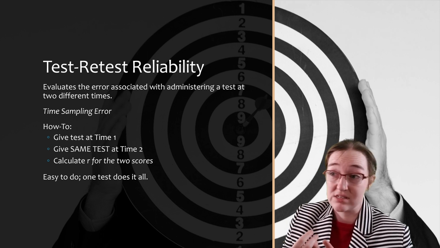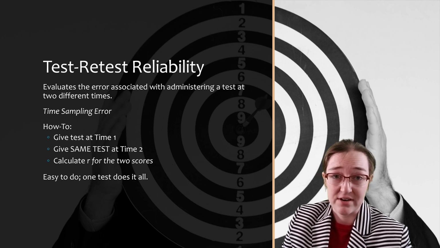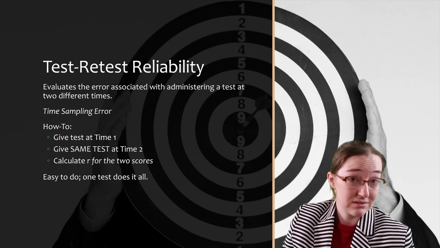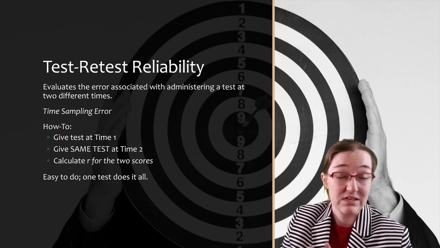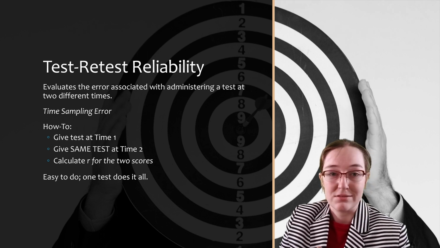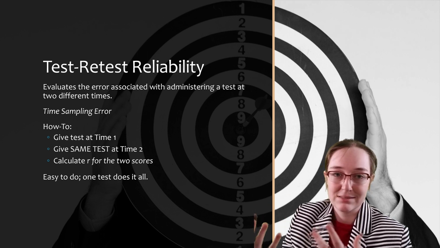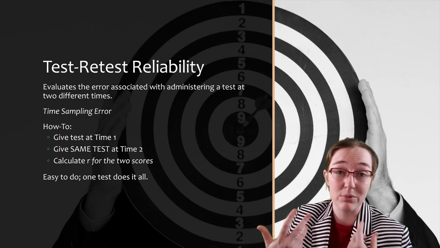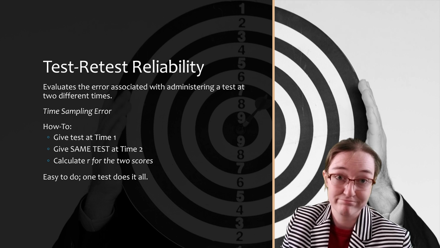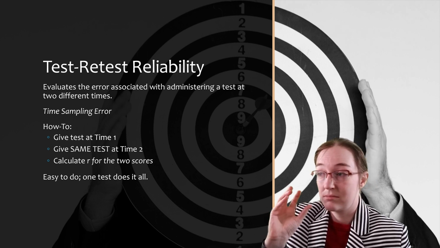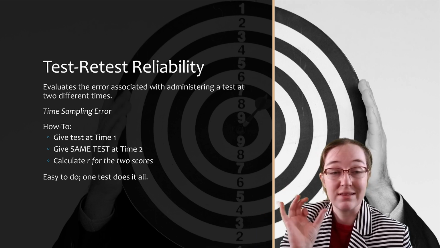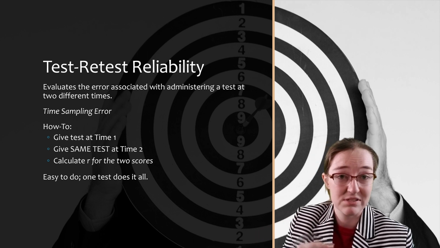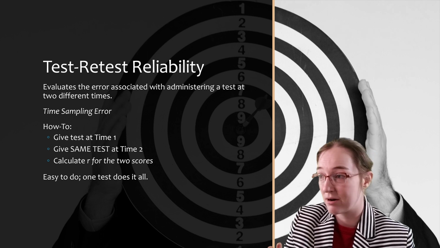This approach is fairly straightforward. You've probably used this in many of your experimental design classes where you essentially give the same test again. Now, this isn't just like standardized testing, this is anything. This can be a reaction time test, anything that records systematic human behavior. So, what we're doing here is evaluating the error associated with administering a test at two separate times. This is called time sampling error.